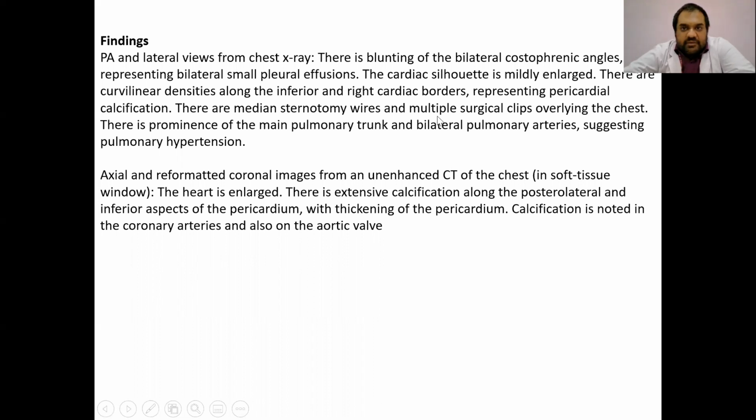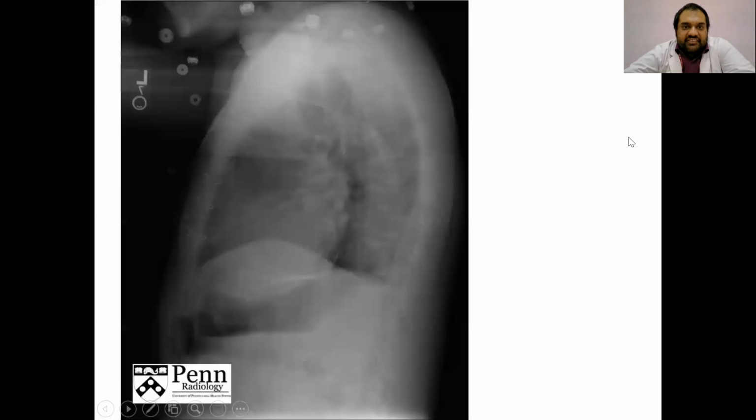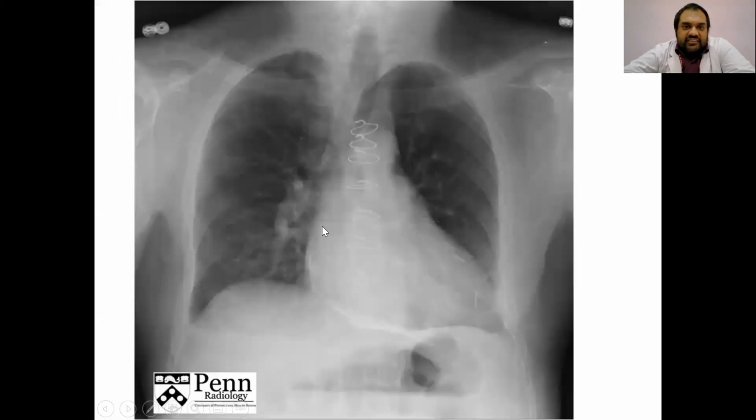There are median sternotomy wires and multiple surgical clips overlying the chest. There is a prominence of the main pulmonary trunk and bilateral pulmonary arteries, suggesting pulmonary hypertension. We can see the prominent pulmonary arteries bilaterally.